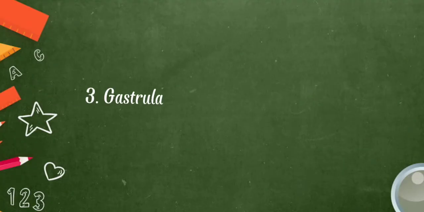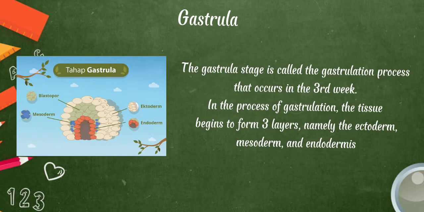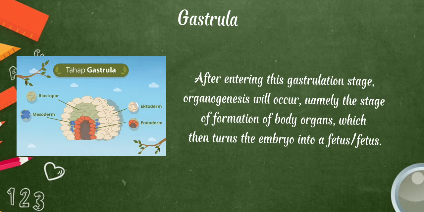The third, gastrula. The gastrula stage is called the gastrulation process that occurs in the 3rd week. In the process of gastrulation, the tissue begins to form 3 layers, namely the ectoderm, mesoderm, and the third, endodermis or endoderm. After this gastrulation stage, organogenesis will occur, namely the stage of formation of body organs, which then turns the embryo into a fetus.